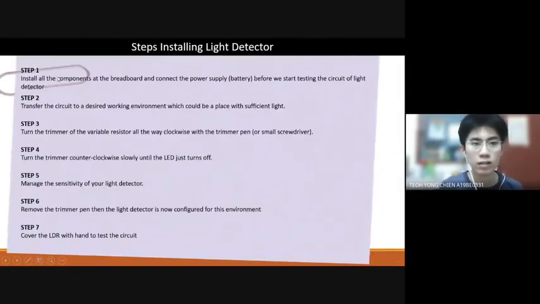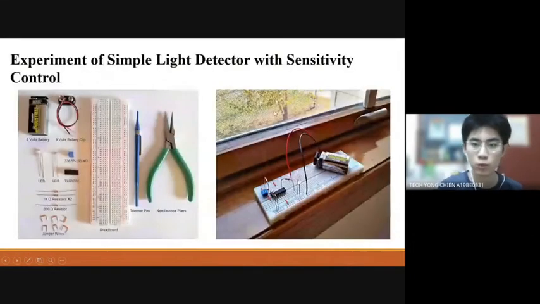Okay, step 1, we're going to install all the components on the breadboard and connect the power supply before we start testing the circuit of the light detector. Secondly, we transfer the circuit to a desired working environment, which could be a place with sufficient light. Like this one, we place it beside the window, then it will get sufficient light.